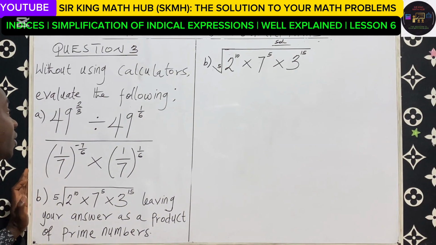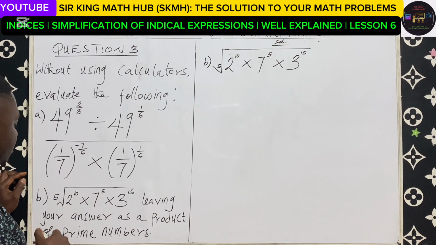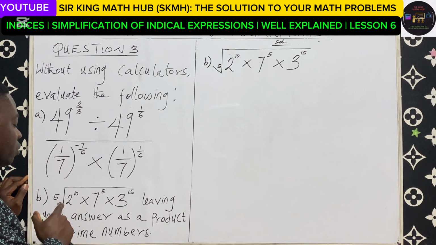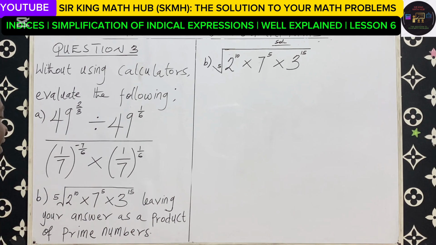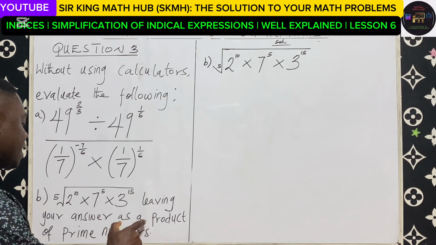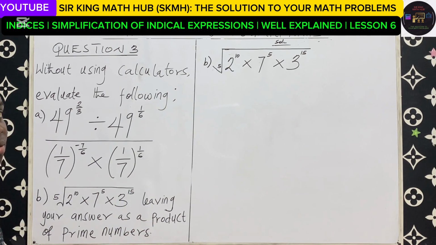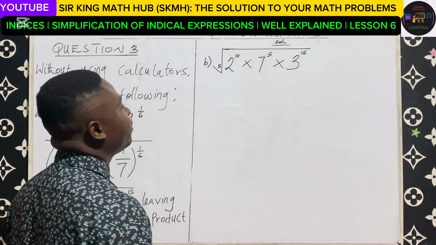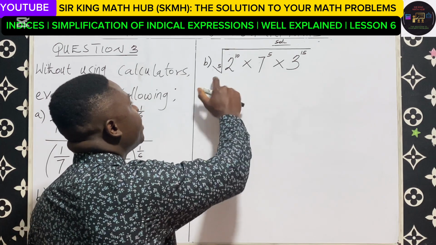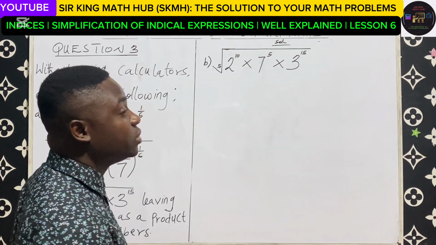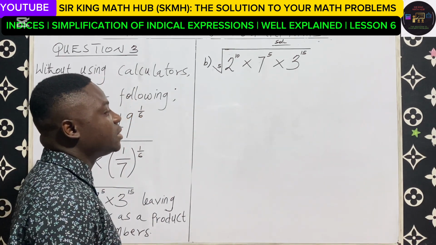Let's also look at the B. With question 3b, we are to evaluate the fifth root of 2 exponent 10 multiplying 7 exponent 5 multiplying 3 exponent 15, leaving your answer as a product of prime numbers. Take note, we are to leave our answer as a product of prime numbers. So how do we do that? The first thing we do is do away with the fifth root. So how do we do that?